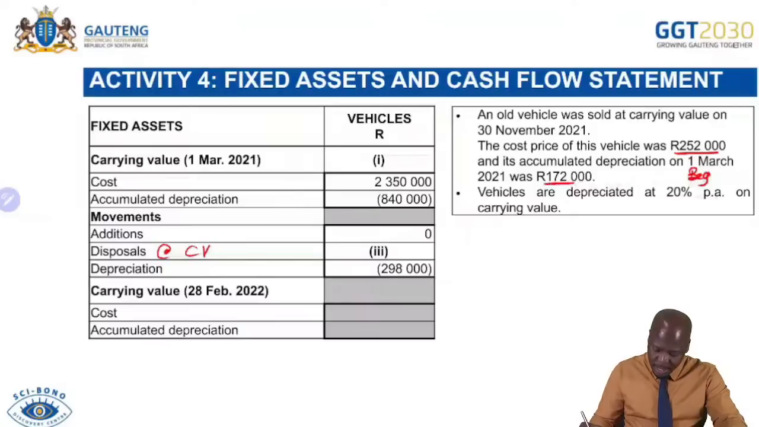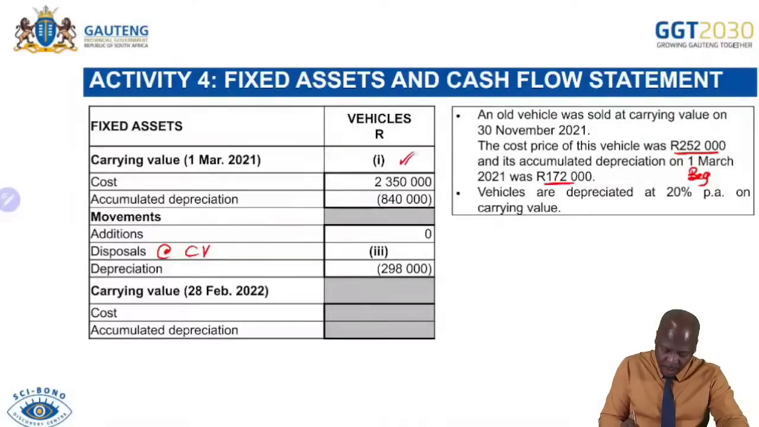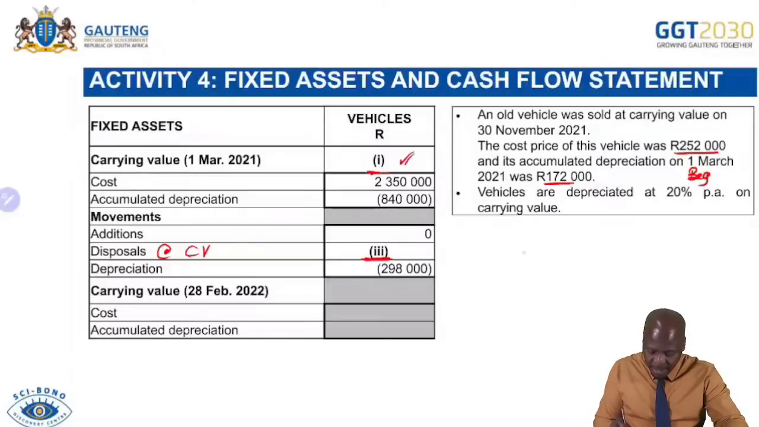We have a vehicle. The first one, let me calculate the carrying value here, the carrying value at the beginning, that is the carrying value on the 1st of March. Let me start with that one before I come to this one. What is the carrying value at the beginning? Number 1, before I get to 3. Let me start with 1.